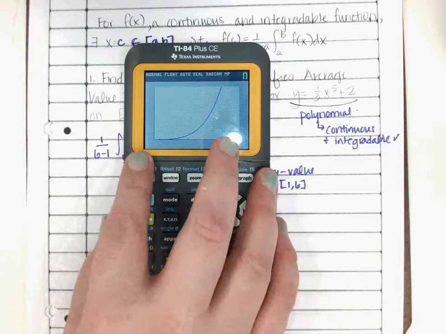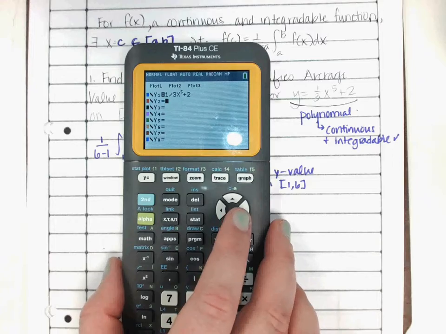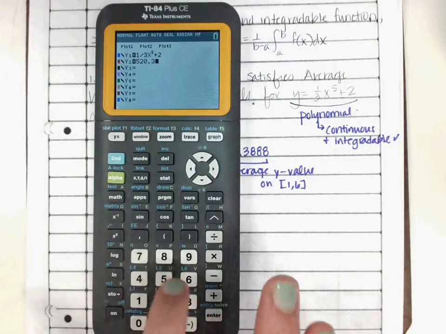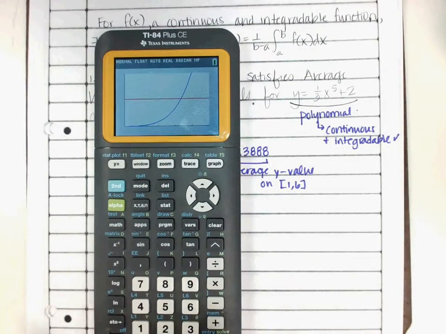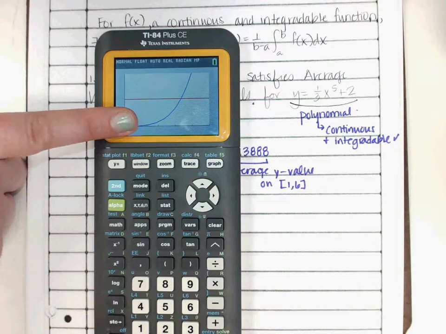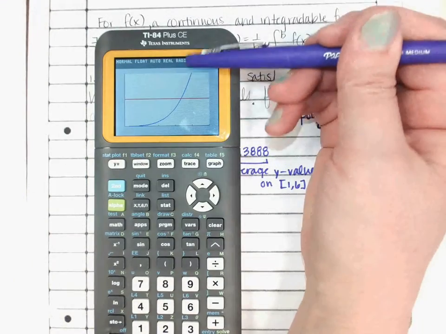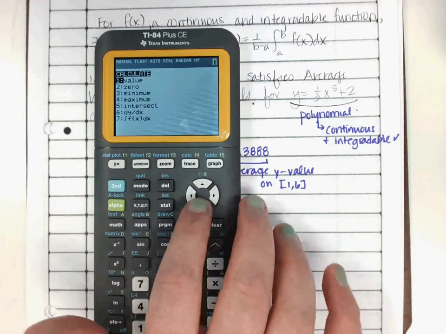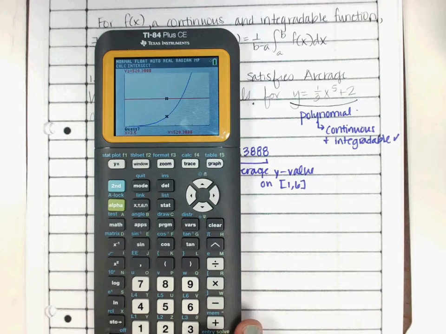Oh wait, I forgot to type in the second one. Then I should also type in the average, which was 520.3888. Okay, there it is. Now, does it make sense that that's the average? Half of the graph is below it, half of the graph is above it. Now, I can't see this part of the graph, but that perfectly cuts my height in half. So how do I know when my function equals that average value? What do I look for? Intersection. So second trace, intersect, enter, enter, enter. Okay, it happens at 4.3486.